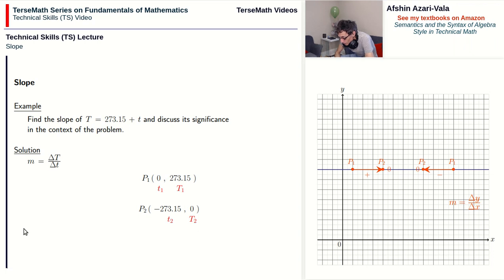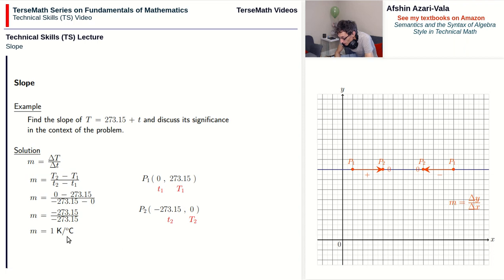Now with these 2 points, I will start the solution. So slope is equal to change in the dependent variable divided by change in the independent variable. And so that becomes capital T2 minus capital T1 divided by lowercase t2 minus lowercase t1. We put the values in: capital T2 minus capital T1, that's 0 minus 273.15 on top. And then for the bottom, lowercase t2 minus lowercase t1, which is negative 273.15 for t2, and then minus 0. And then we simplify the top and the bottom and work it out to get 1 kelvin per degree Celsius.